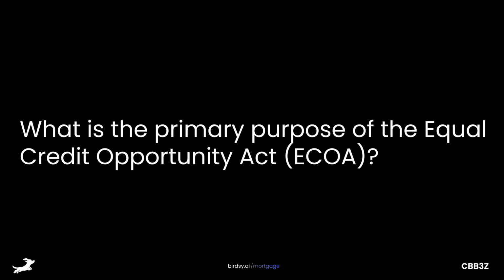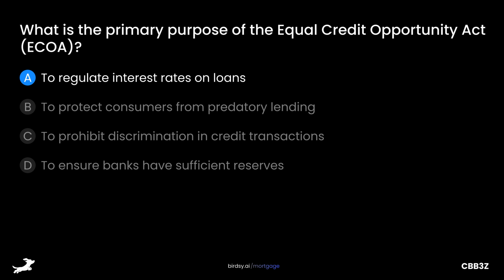What is the primary purpose of the Equal Credit Opportunity Act? Is it A, to regulate interest rates on loans, B, to protect consumers from predatory lending, C, to prohibit discrimination in credit transactions, or D, to ensure banks have sufficient reserves? The answer is C, to prohibit discrimination in credit transactions.